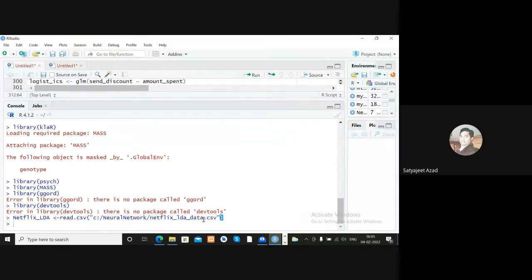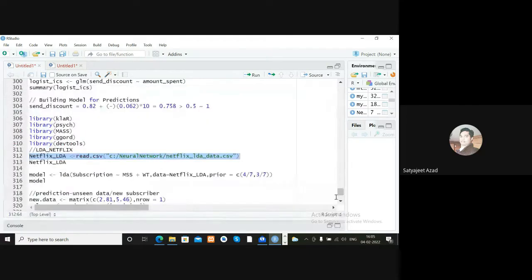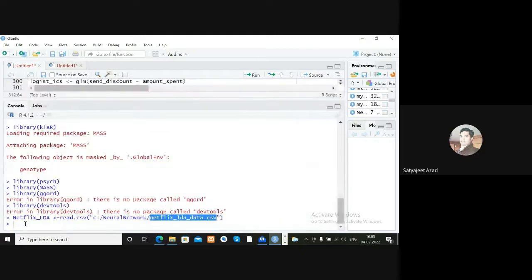So in R, basically, we are trying to read it from our folder. It's saved in the C drive, in the folder neural network, and the file name is Netflix LDA data.csv. This is how you read it. Okay, this is simple.